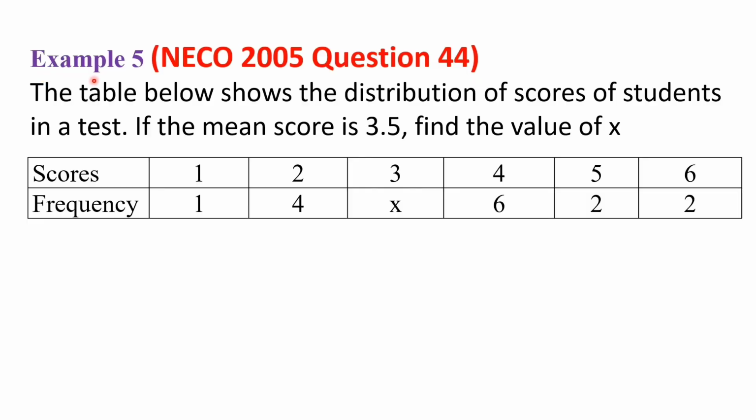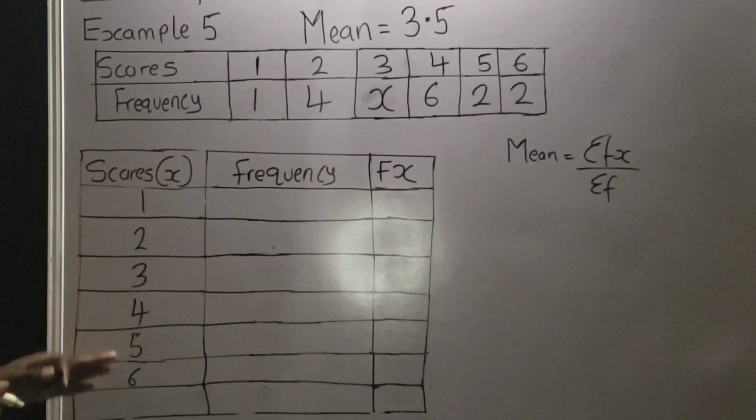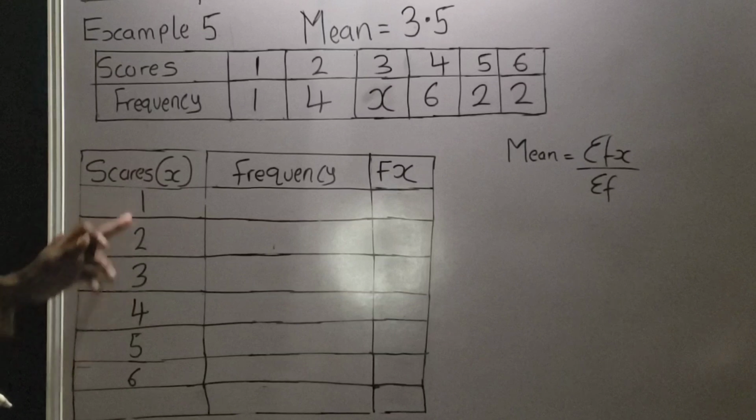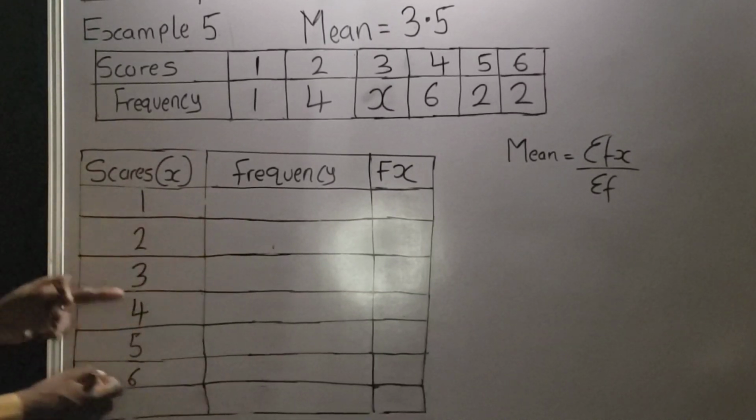Example 5. The table below shows the distribution of scores of students in a test. If the mean score is 3.5, find the value of x. Don't forget, the first step is that you are going to prepare your tables. Are you getting it? So I have my tables. I've already written the scores. The scores are 1, 2, 3, 4, 5, 6. So let me write the frequency of each score.